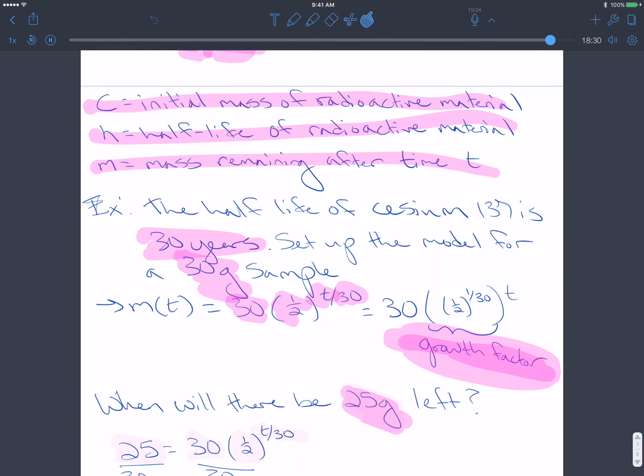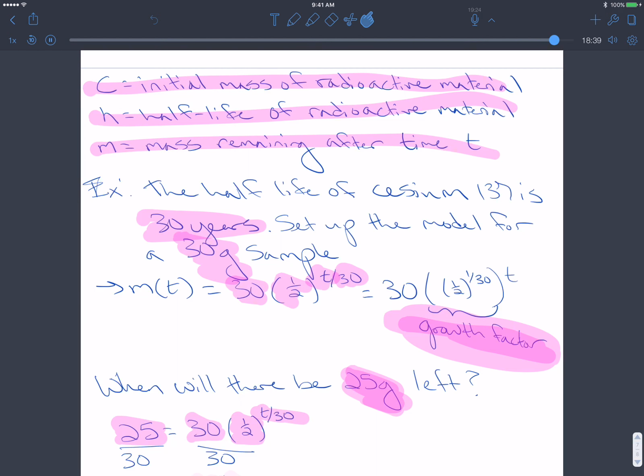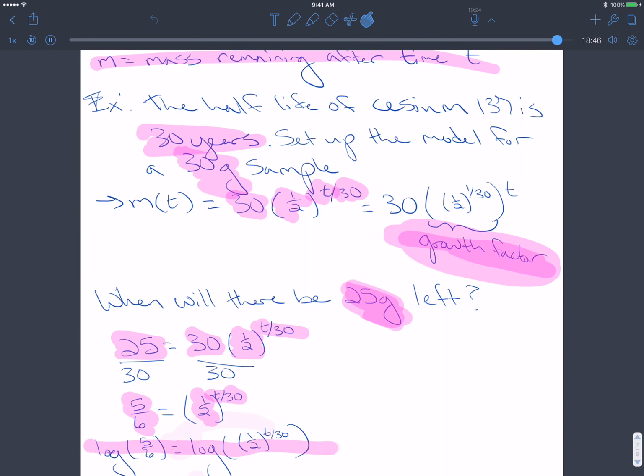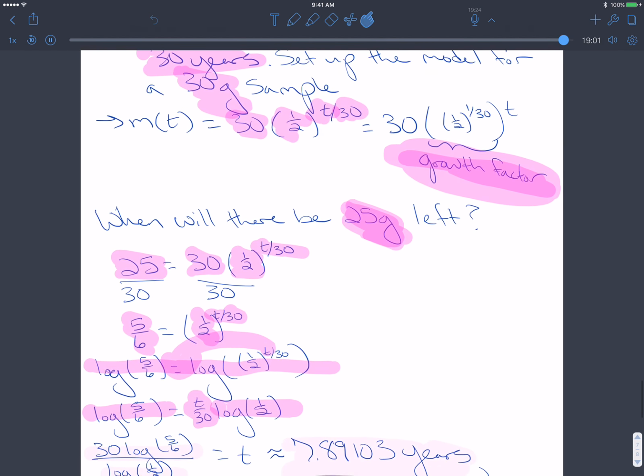So 25 grams left. 25 is equal to 30 times 1/2 to the t over 30. Okay, so divide both sides by 30. We have 5/6 is equal to 1/2 to the t over 30. If we take a logarithm of both sides, we have log of 5/6 is then equal to log of 1/2 to the t over 30. We can simplify this one because the exponent goes out in front, and we have log of 5/6 is equal to t over 30 times the log of 1/2. So we can just solve for t now algebraically.